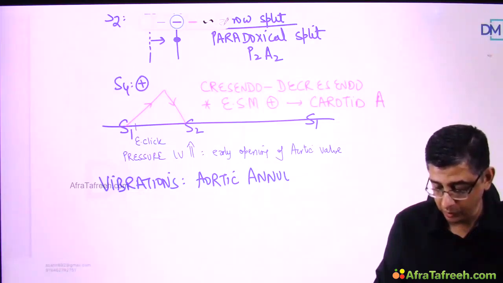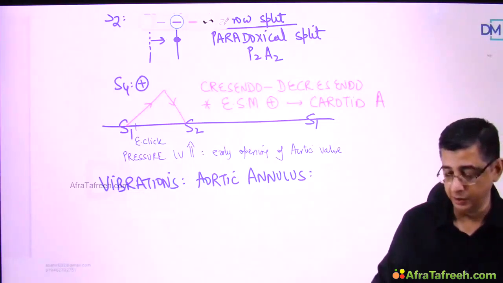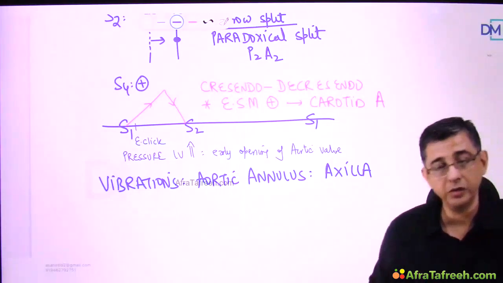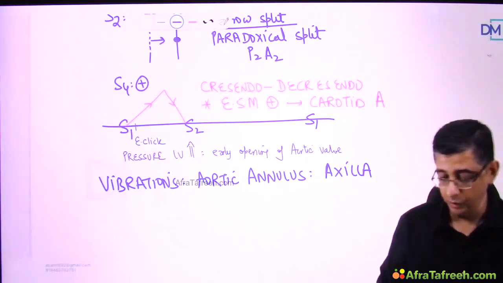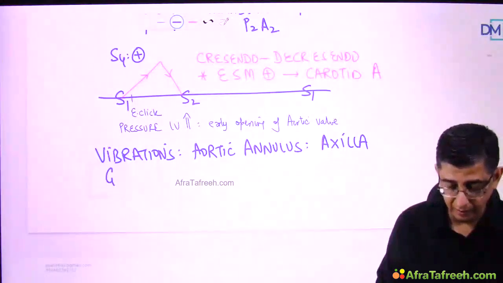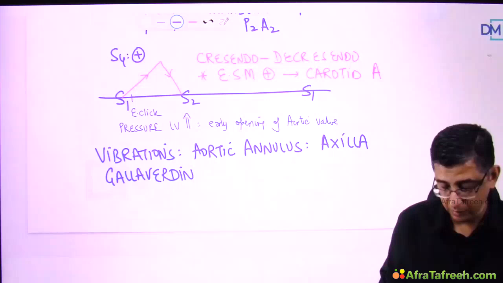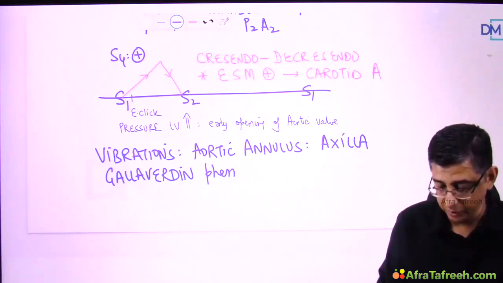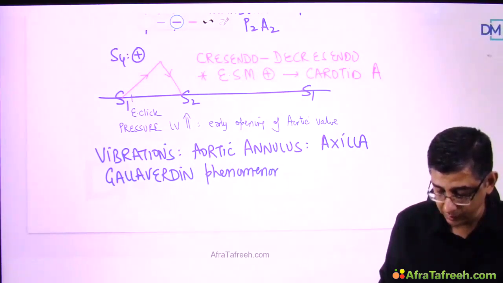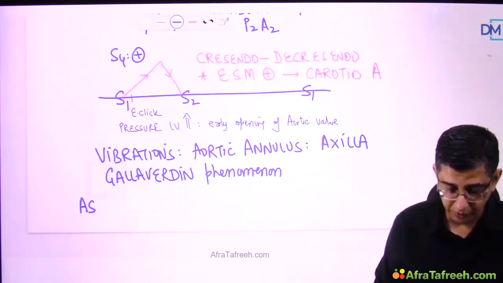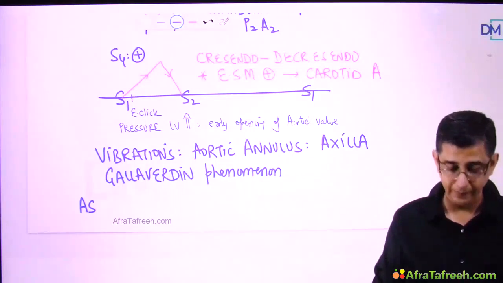This can easily cause misdiagnosis with mitral regurgitation, because the murmur of mitral regurgitation is also a systolic murmur that also radiates to the axilla. I want you to understand that there is a terminology by the name of Gallavardin phenomenon, which you always read in literature of valvular aortic stenosis. What it basically means is that the murmur of aortic stenosis can radiate to the axilla as well.